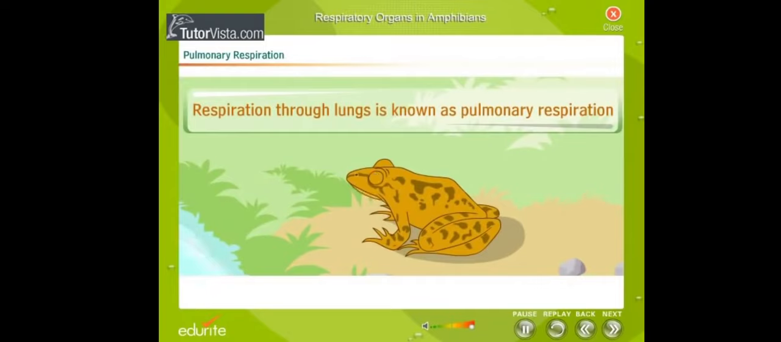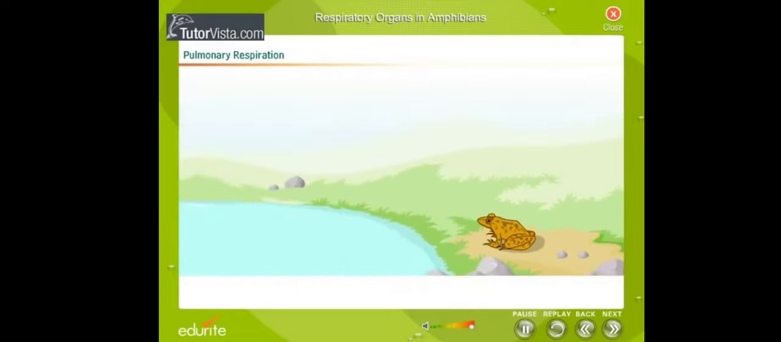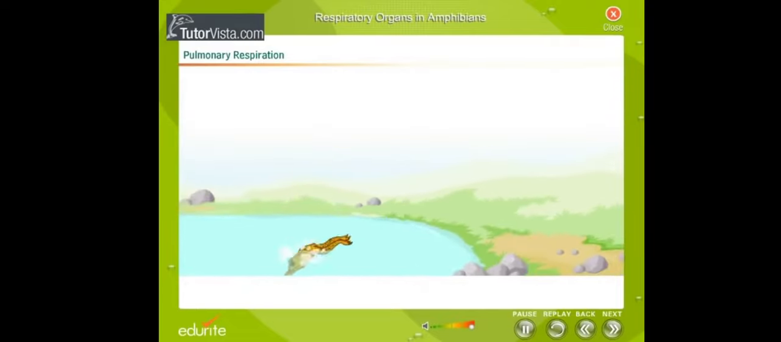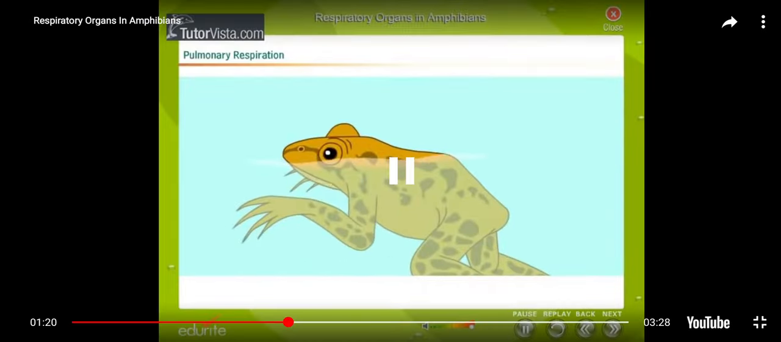Respiration through lungs is known as pulmonary respiration. The frog breathes through lungs while on land, or when it is floating on the surface of the water. Remember pulmonary: pulmonary means lung. You will see this again in chapter 9 and chapter 10, the chapter on transport. So pulmonary means lung.